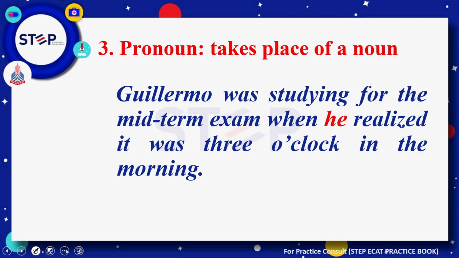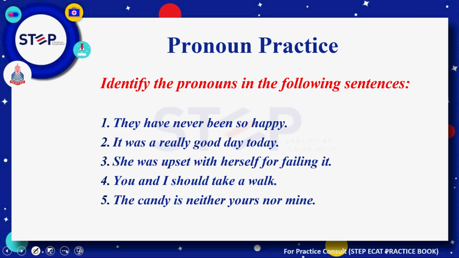Let's look at the example. "Guillermo was studying for the midterm exam when he..." Over here, a proper noun has been used, and over here we are referring to the same very person, Guillermo, and while we are referring to the same person, we're not using his name again, we're using a pronoun. So when he realized it was, by the way, this "it" is also a pronoun, because it was 3 o'clock in the morning.